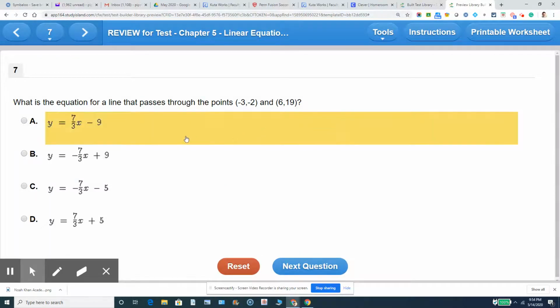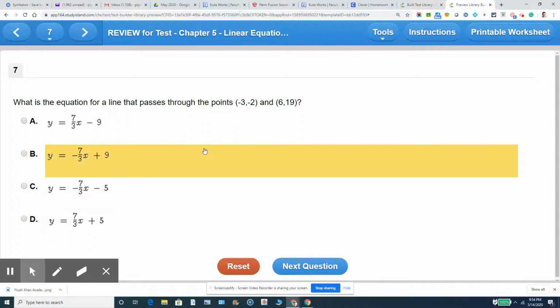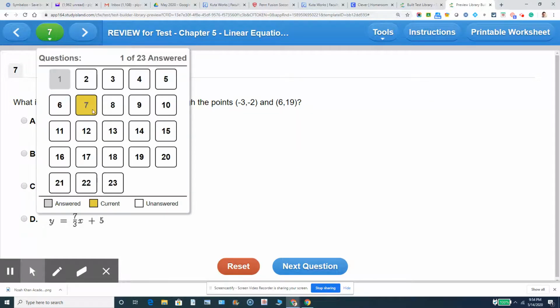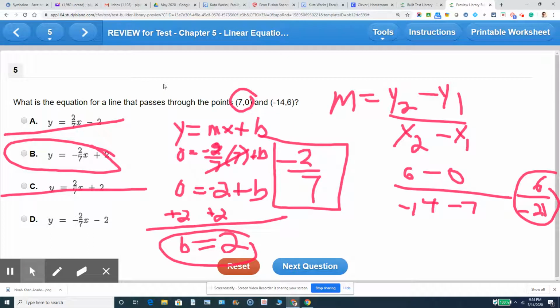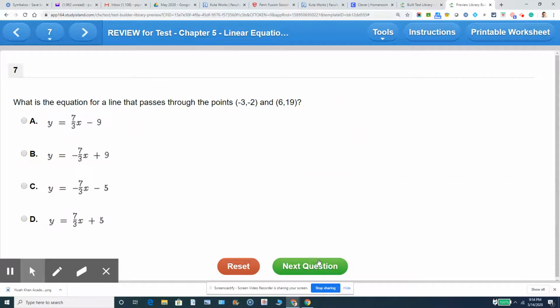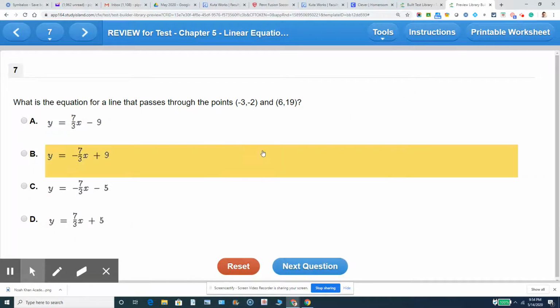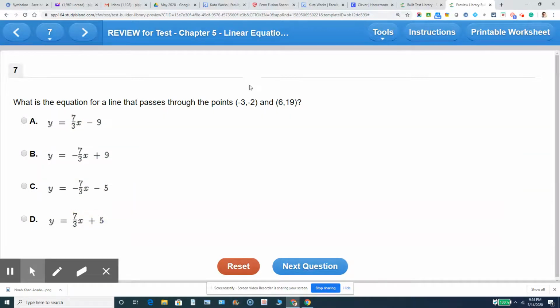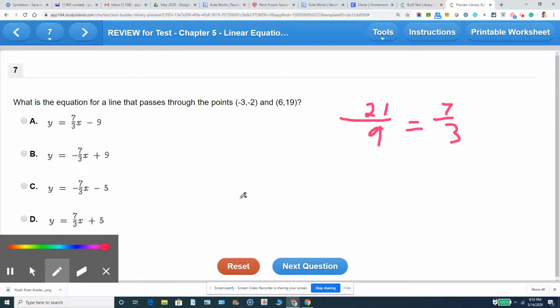Equation for a line is just like that last problem. I don't want to waste too much time on this. It's just like number 5. Okay, it's the same type of problem. So because it's just like number 5, I'm going to skip it. But just to give you a little bit of a hint in getting started, when you did your slope information for this one, you should have got 21 over 9, and that reduces to 7 over 3. Okay, that's a little bit of a hint for you.